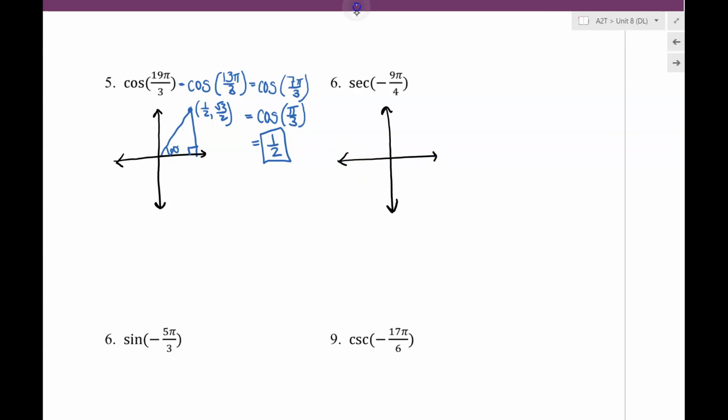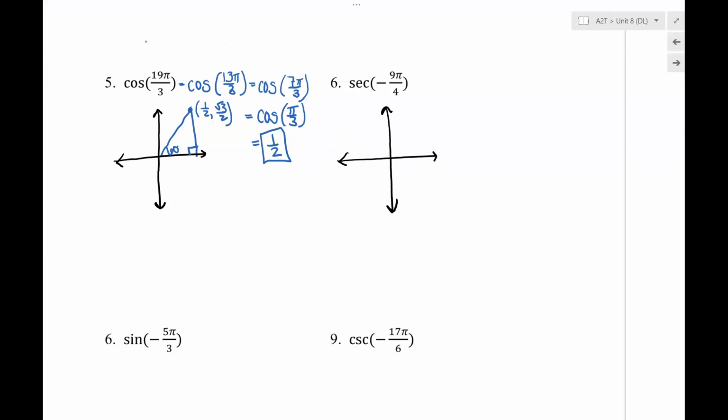Okay, right away, 2 pi, right? That's 360 degrees. That's a full rotation. 8 pi over 4 is one full rotation. So I'm going to take that away and see where that leaves us. That leaves us at negative pi over 4. Okay, I'm going to go down to negative pi over 4.